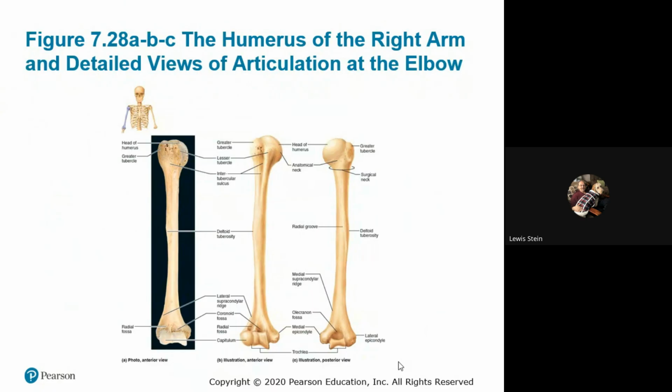On the outer aspect, you can see it roughened here. This is the deltoid tuberosity. Tubercles are generally smaller. Tuberosities are generally larger, but they're roughened bones where muscles attach.